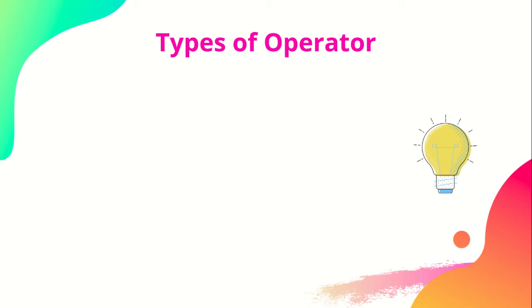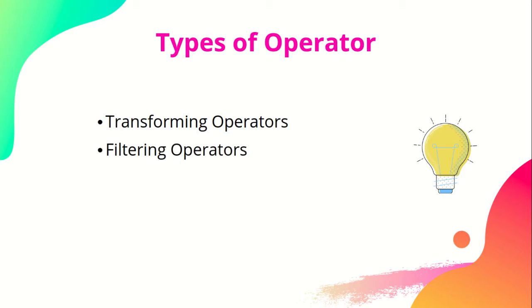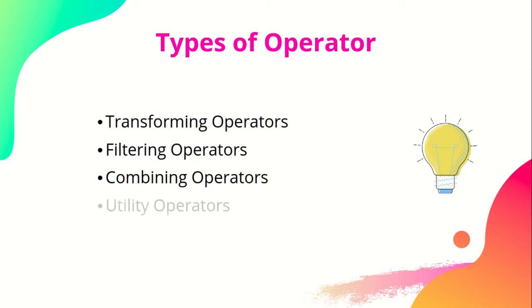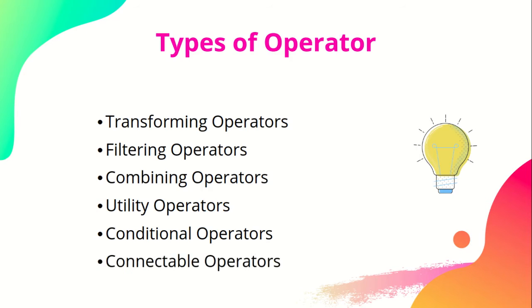In reactive programming, there are different kinds of operators available to us, like transforming operators, filtering operators, combining operators, utility, conditional, and connectable operators. We will start with transforming operators and go one by one.